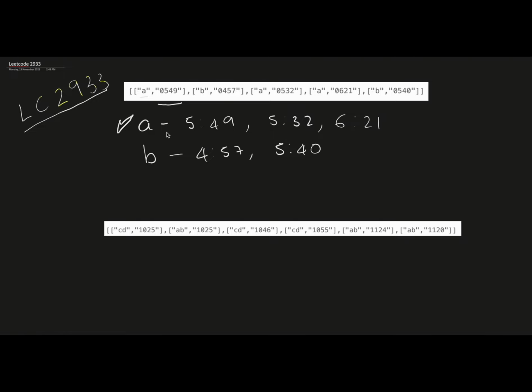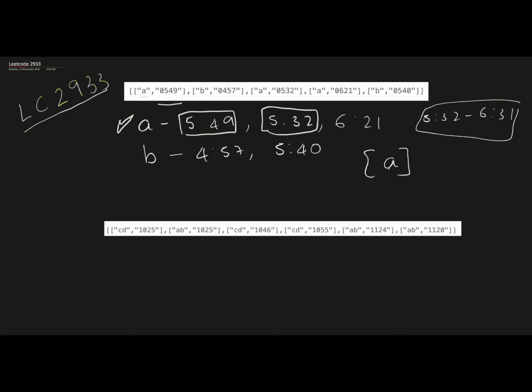As you can see, employee A has accessed at 5:32 once, and at 5:49 and at 6:21. So within 1 hour, that is from let us say 5:32 to 6:31, he has already accessed three times. So we will return employee A as a solution. We are not returning employee B as he has only accessed two times in total.